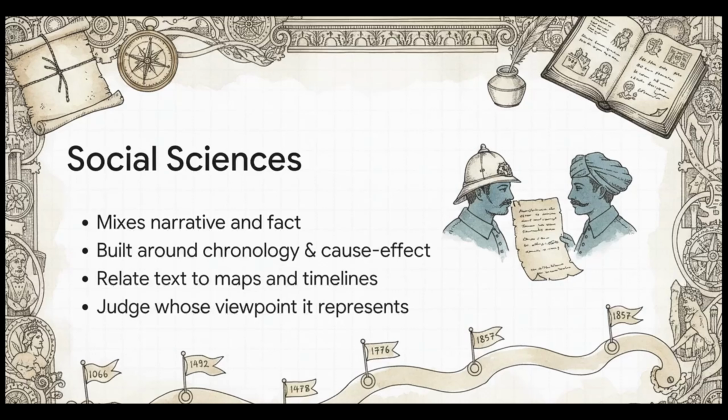To succeed, they must read like a historian. They have to mentally place events on a timeline, relate the paragraphs they're reading to maps of the affected regions, and constantly judge viewpoints. They have to stop and ask, wait, does this paragraph represent a British account or an Indian account? That right there is disciplinary literacy in action.